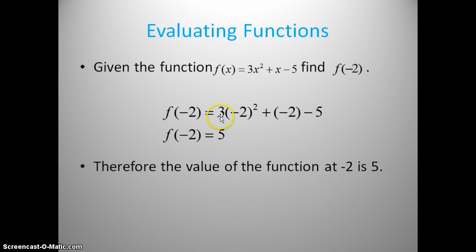f of -2 equals, substitute the -2 in everywhere you see x. It's important to use parentheses, especially if you have a negative. And then go ahead and do the order of operations. So in this case, f of -2 would be equal to 5. Therefore the value of the function at -2 is 5. We also say that the image of -2 is 5. 5 is the y value that corresponds with the x value of -2.